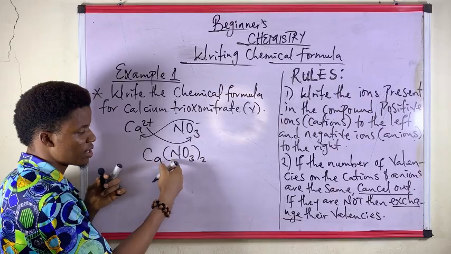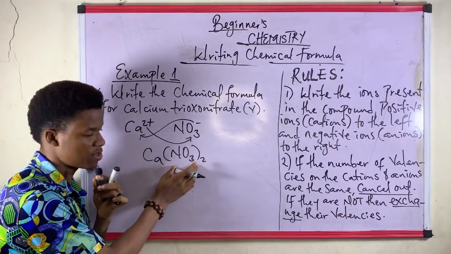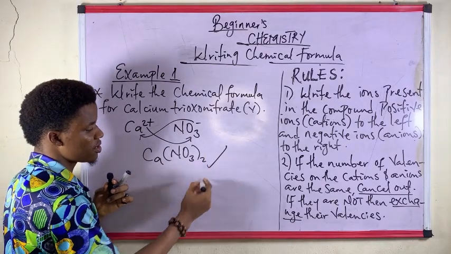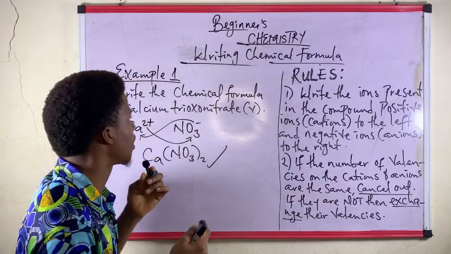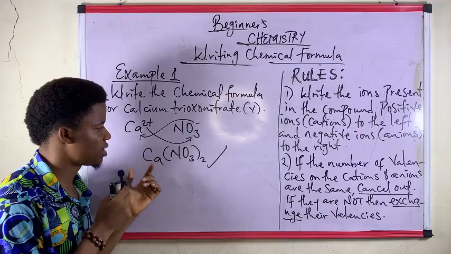So this 2 is affecting all of them in the bracket. That's why we put them in the bracket, parentheses. Okay, put them in parentheses. So this is the chemical formula for calcium trioxonitrate 5. You can see how we did it.